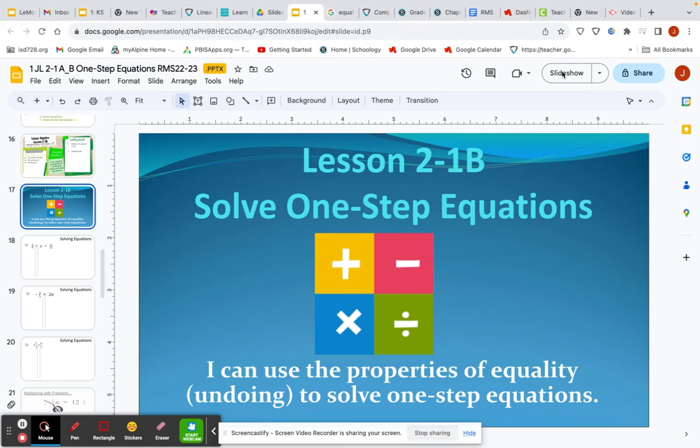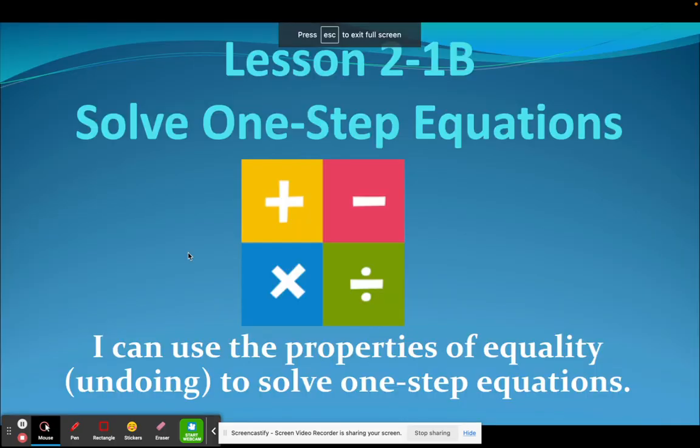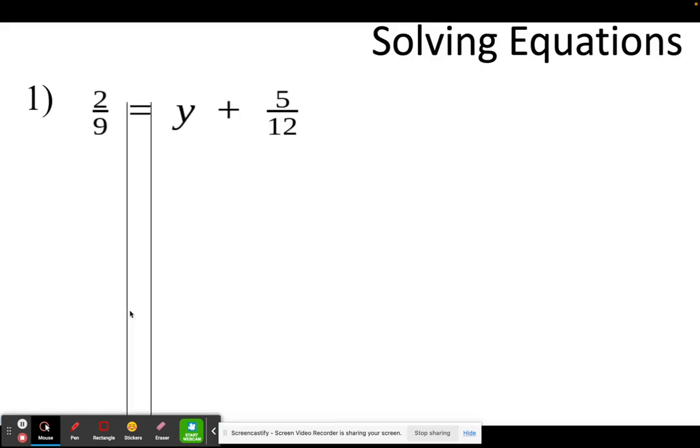Hi everyone. Again, we are going to be solving one-step equations. Today we're doing lesson 2.1b. So these are still one-step equations, but some of these will be a little more complicated because we'll be dealing with fractions. So let's take a look.